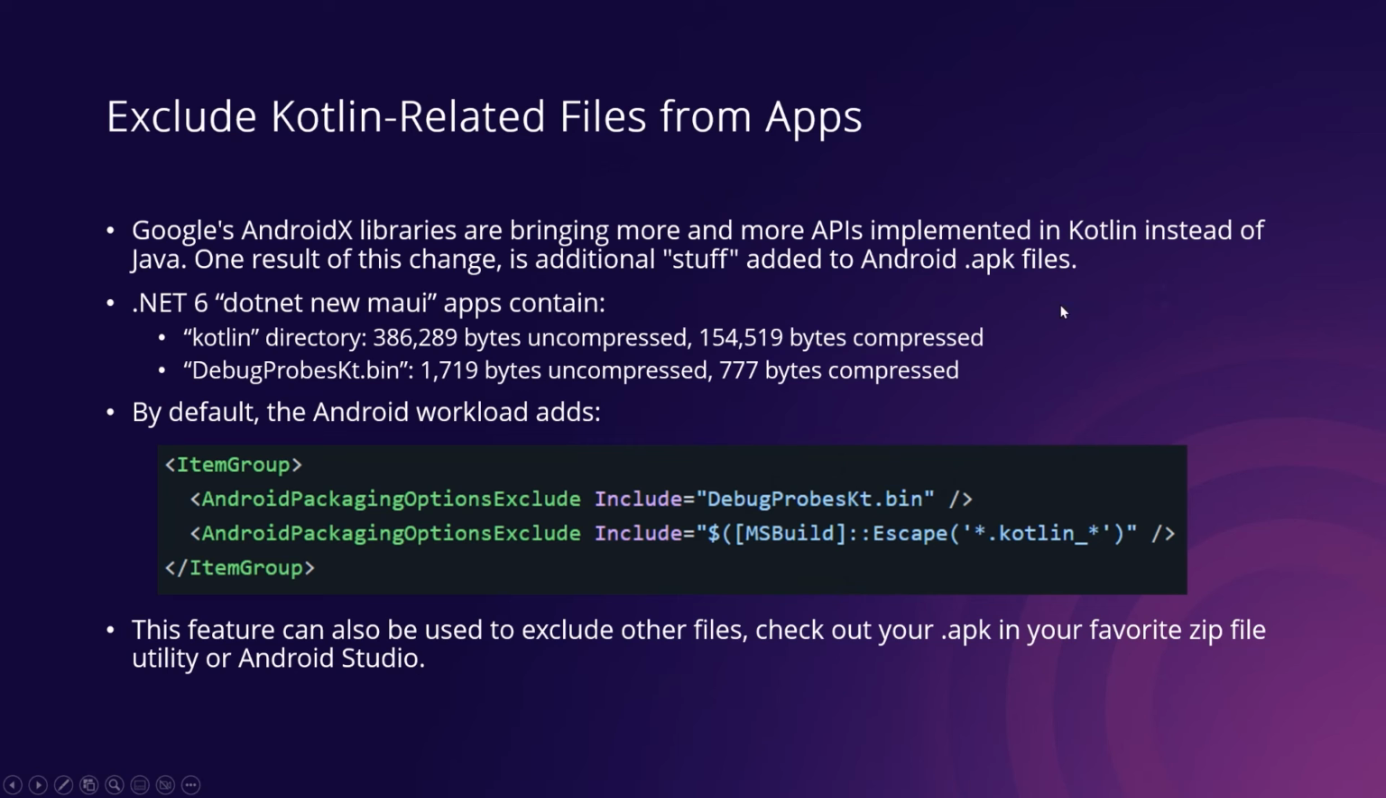So let's talk about some app size changes. If you're using .NET MAUI today, you actually are using some Kotlin libraries, and maybe you don't even know it. Google has been slowly transitioning things to Kotlin, and as they do that, random Kotlin stuff has appeared in apps. So we have added a feature to exclude those files, and it excludes these by default in .NET 7. The thing that's useful about this is you could use it to exclude other files if you need to.